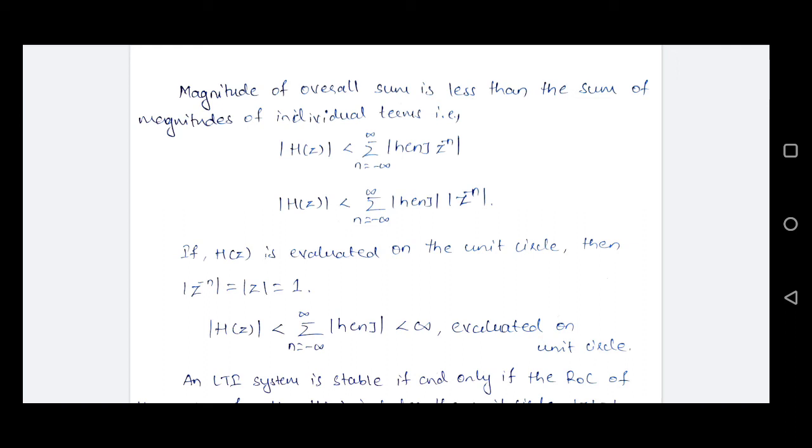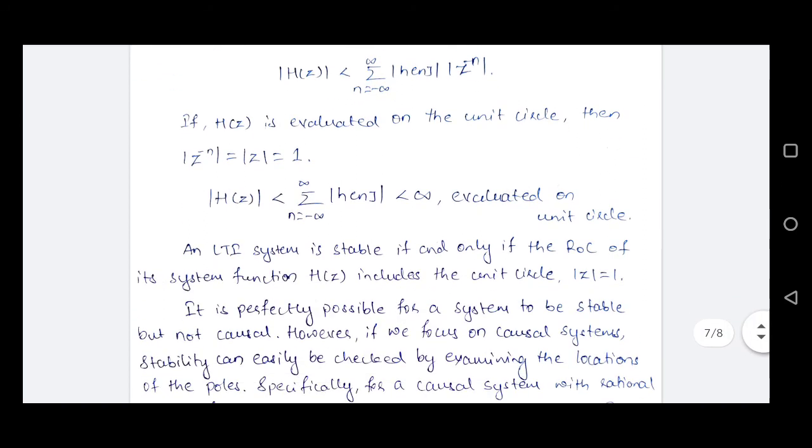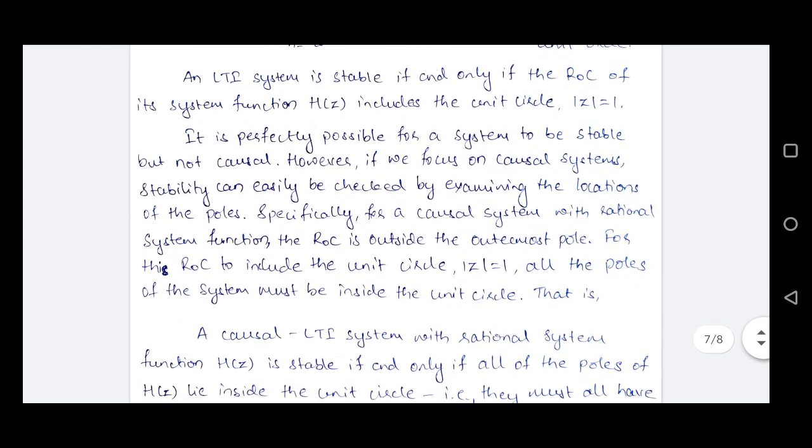Using this result, mod of H of z is less than the summation from n equals minus infinity to plus infinity of mod of the impulse response h of n. Now, this has to be a finite value, less than infinity, when evaluated on the unit circle. Therefore, a linear time invariant system is stable if and only if the region of convergence of its system function H of z includes the unit circle, that is, mod of z equals 1.